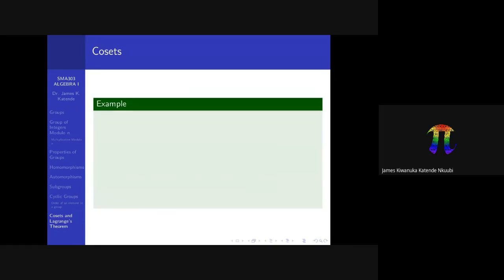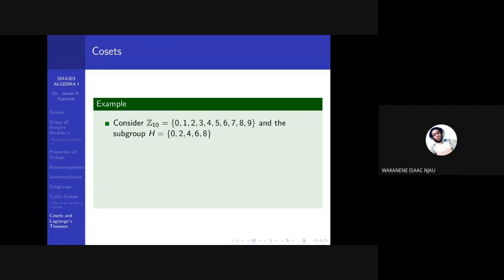Now next, we construct some of these left cosets. So we can pick the group of integers modulo 10. Remember, if we just say Z10 without specifying the binary operation, what would the binary operation be? Addition, yes. So it's addition modulo 10.